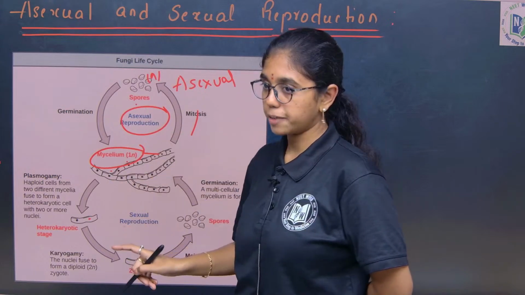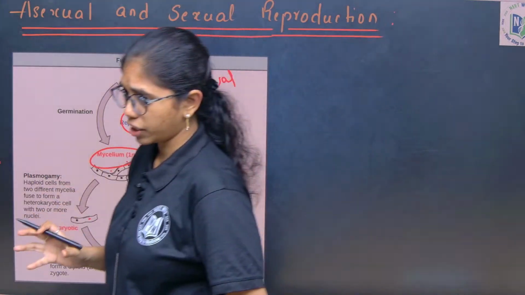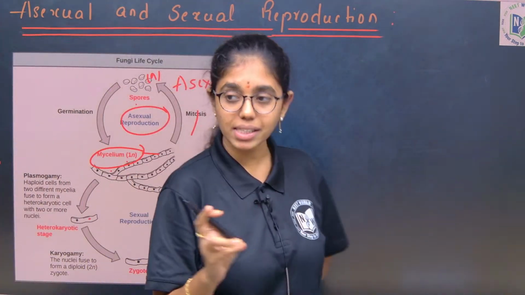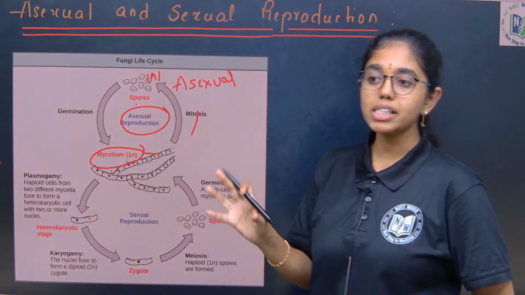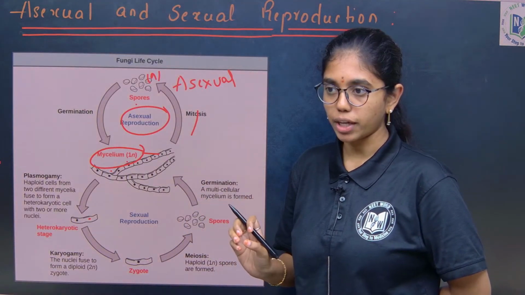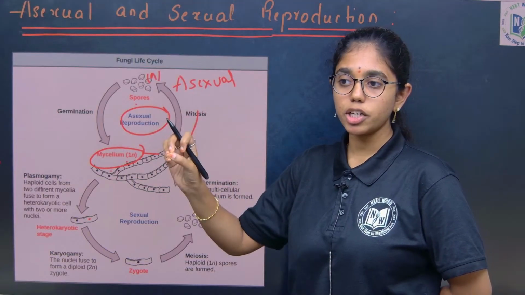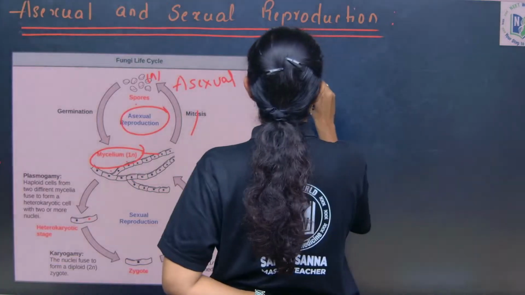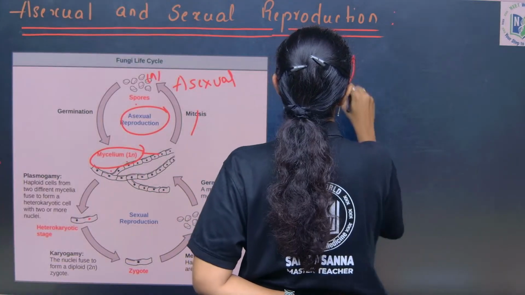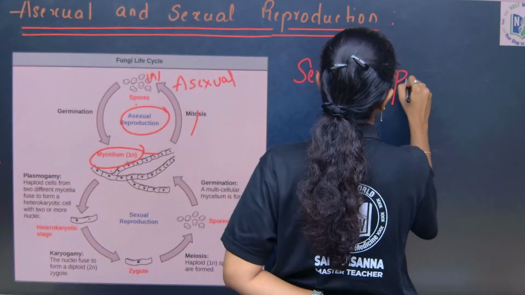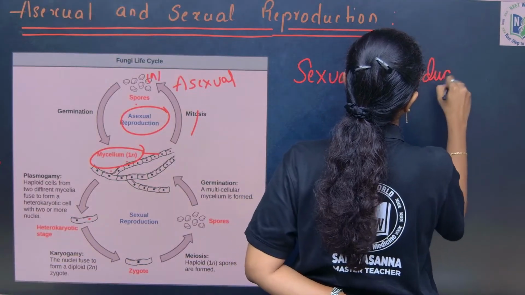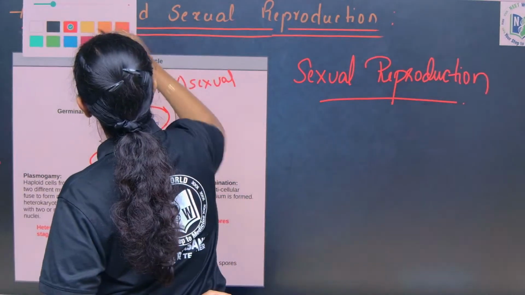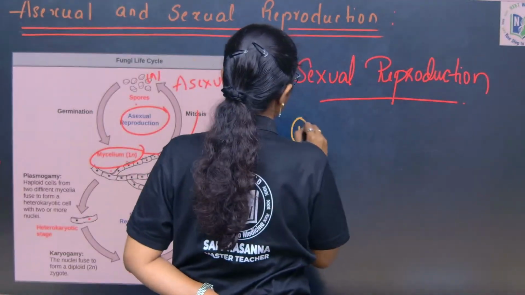Now, sexual cycle. Sexual mode of reproduction is operated in Ascomycetes, Basidiomycetes and Phycomycetes. In Phycomycetes, though, it is a primitive mode of sexual reproduction, whereas in Ascomycetes and Basidiomycetes, sexual reproduction takes place in 3 stages. Sexual reproduction occurs in 3 stages. First is plasmogamy.